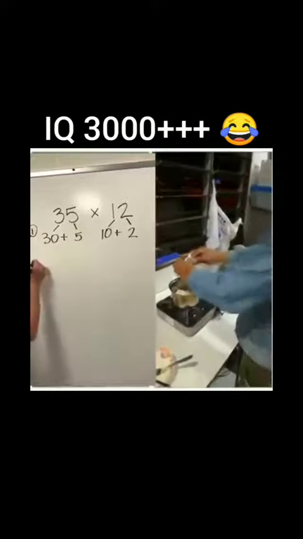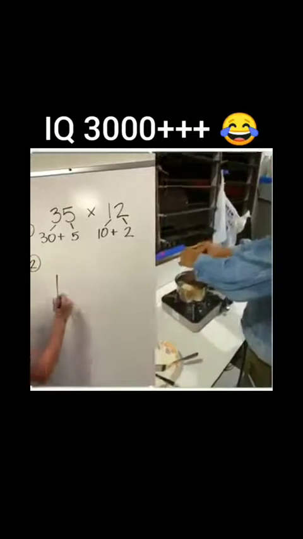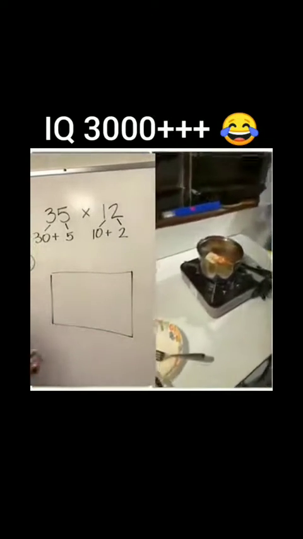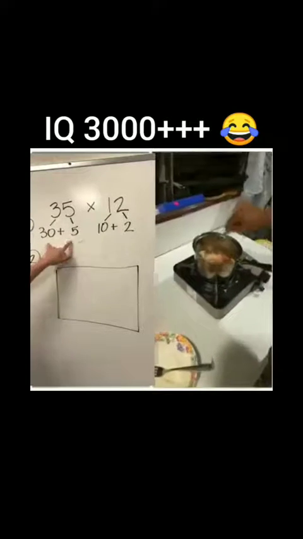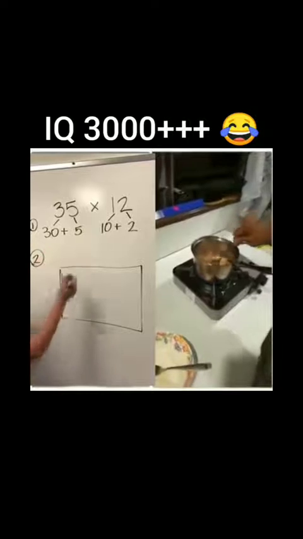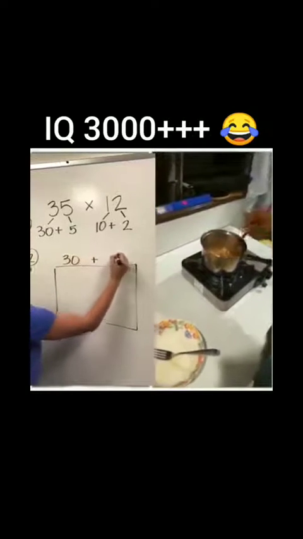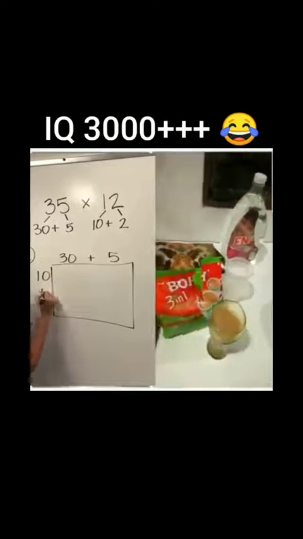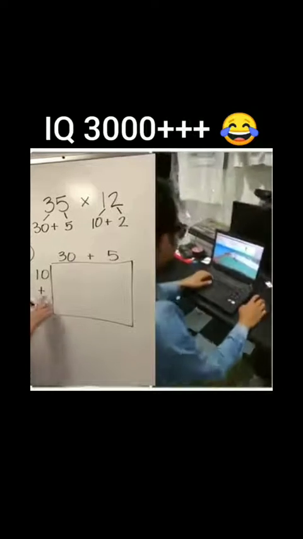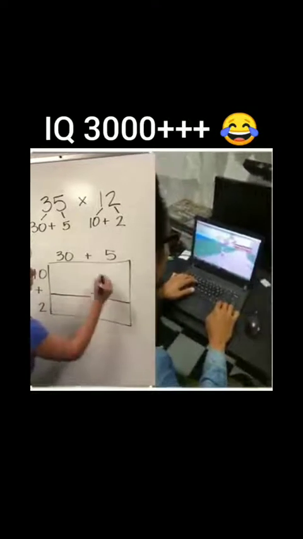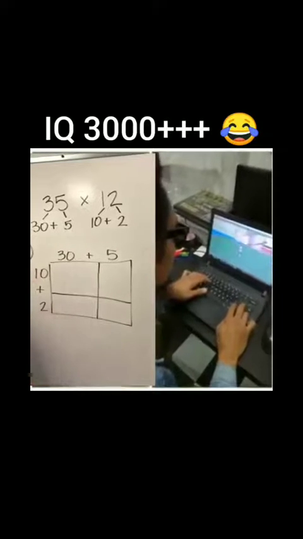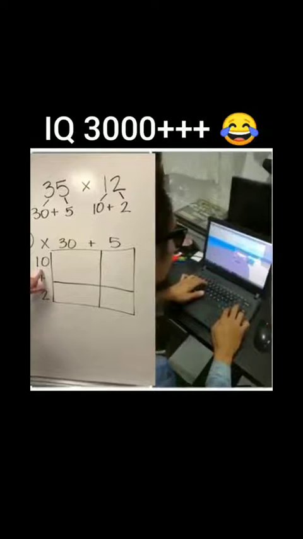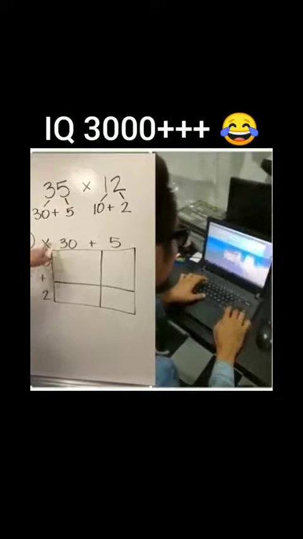The next step would be to draw a large box. On this box we're going to put both of our expanded numbers. So on the top I'm going to put 30 plus 5, and on the side I'm going to put 10 plus 2. Where your plus signs are, I want you to draw lines through the middle and down it. And then in the very corner we're still multiplying, so I'm going to put a big multiplication sign. Starting with our very first number on the top, we say 10 times this, 10 times that.